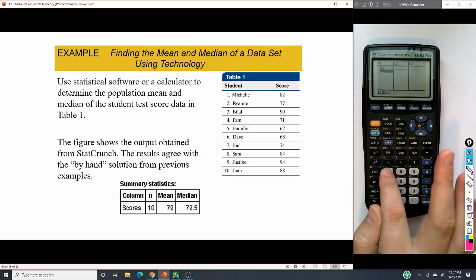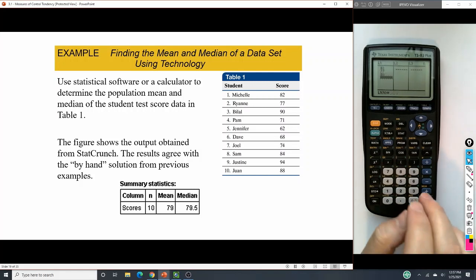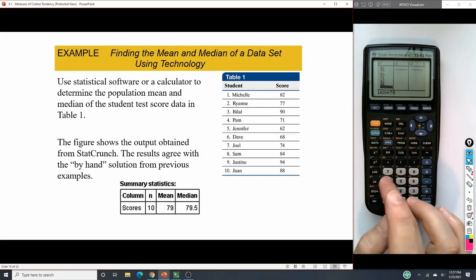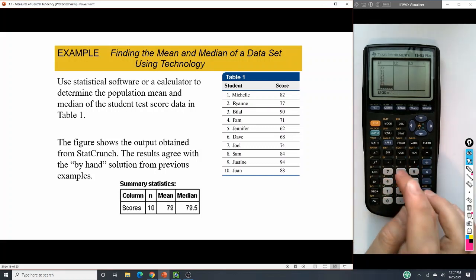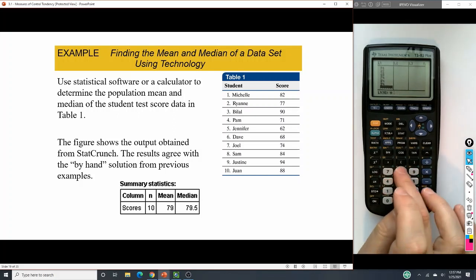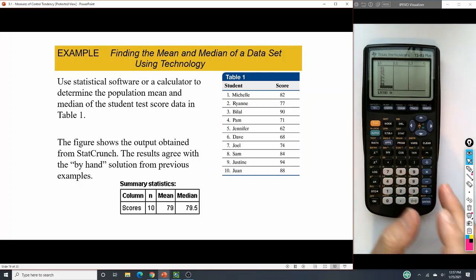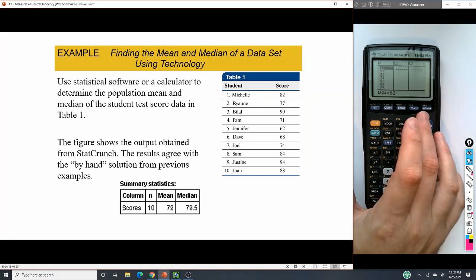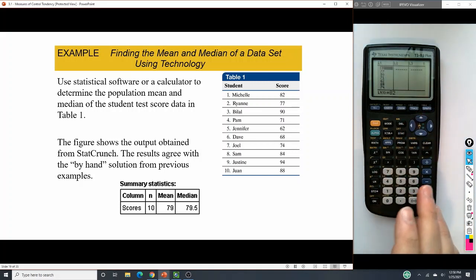All right, so now we need to put those numbers in. So 82, 77, 90, 71, 62, 68, 74, 84, 94, and 88. So that one's in the 10th one, so we at least know we have all the right numbers there on those. Our last number's in the 10th one, they had 10 students. I'll check and make sure all of them are at least double digits with those. You do need to make sure you be patient with your putting in your numbers, because if you type in anything wrong, it's going to miscalculate, okay?